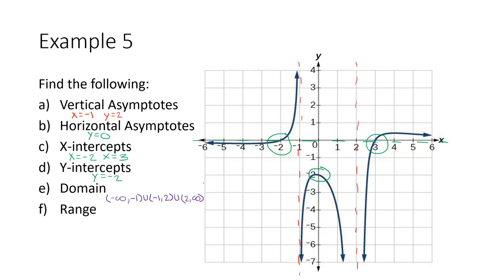And lastly, for the range, this function crosses the horizontal asymptote. So there's no gap in the range. So this is all real numbers. And that's all of our features.